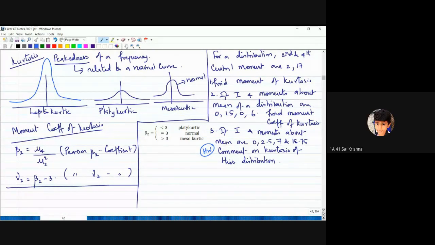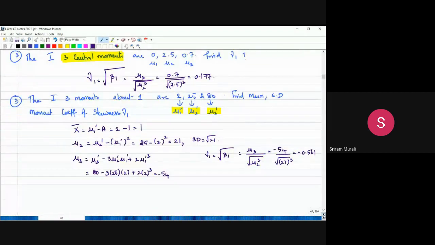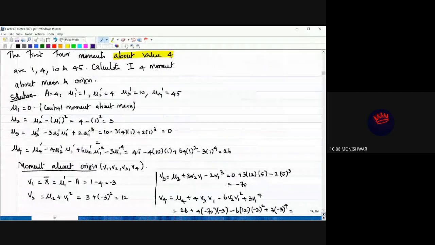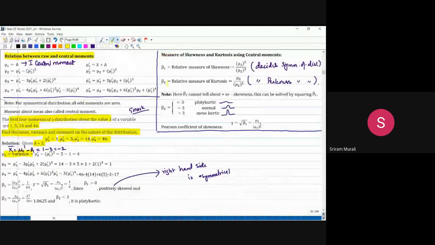Now come here. It is the next one. For the distribution, the second and fourth central moments are 2 and 17. Find the moment coefficient of kurtosis. Moment coefficient of kurtosis is beta 2, which I shared just now. The beta 2 that I took yesterday is here. This is the formula for the moment coefficient of kurtosis. What we saw now was skewness.